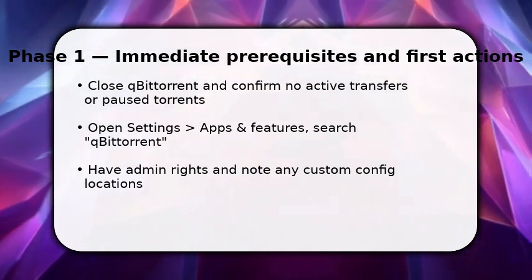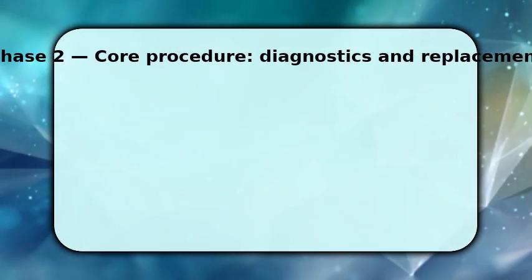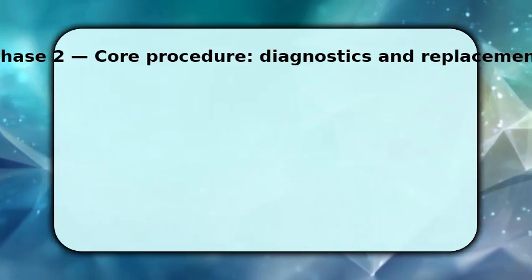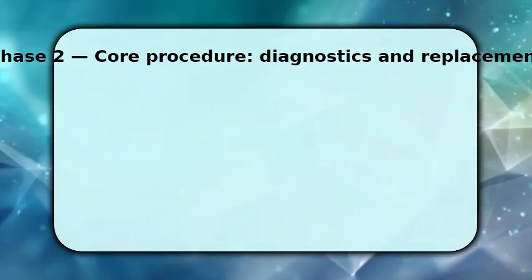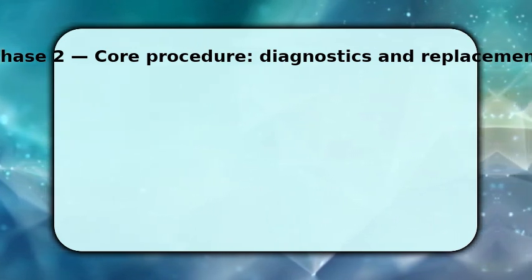You click Uninstall and follow the qBittorrent wizard. Respond to prompts about removing shortcuts and settings. If you want a full clean, select the option to remove user settings. That wipes config files and preferences. Make sure the uninstaller finishes.